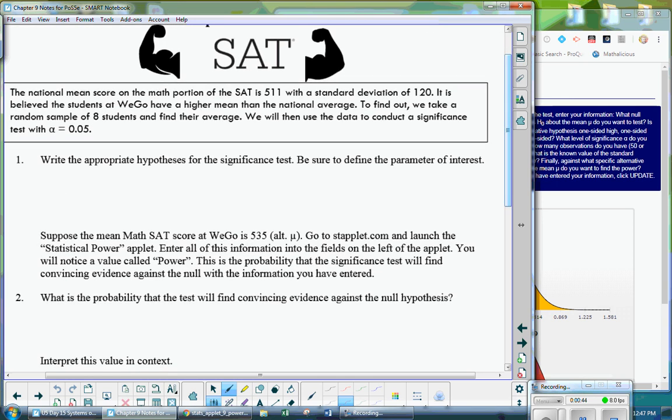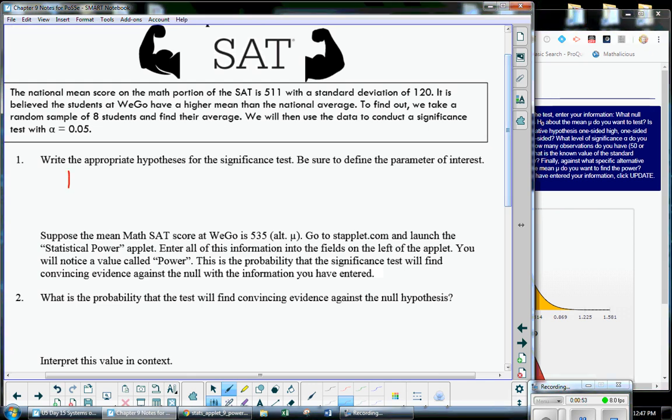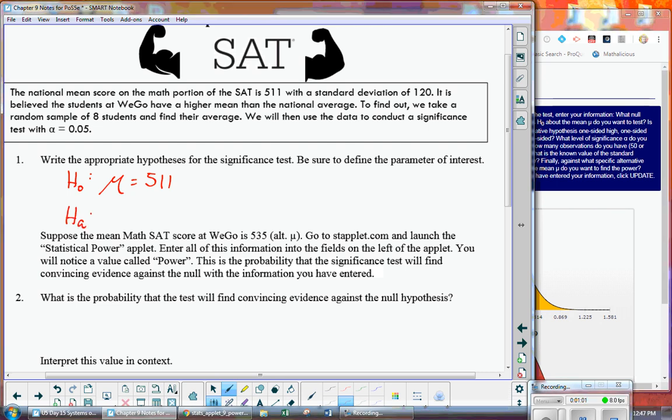So, hypothesize. Hit pause when you want. Write out the appropriate hypotheses for the significance test and define your parameters. Welcome back from hitting pause. The null hypothesis is mu equals 511. Our alternative hypothesis is that we're looking for data saying that mu is actually bigger than 511.